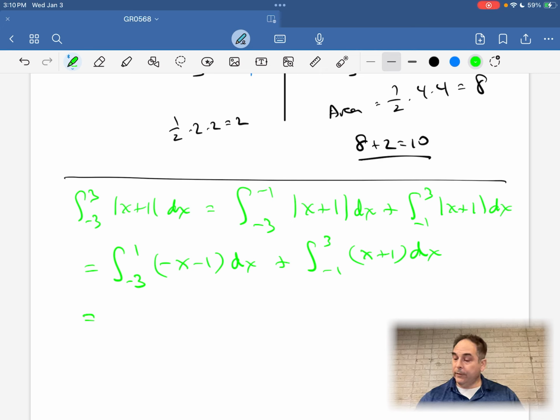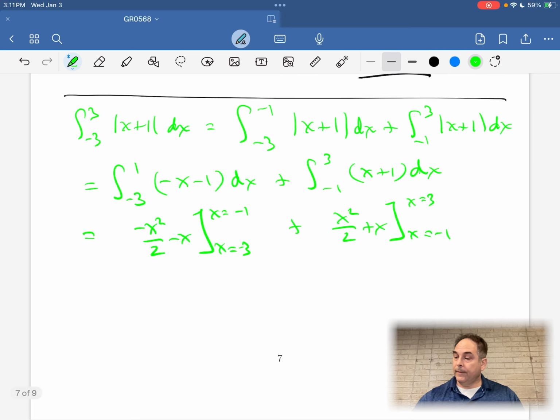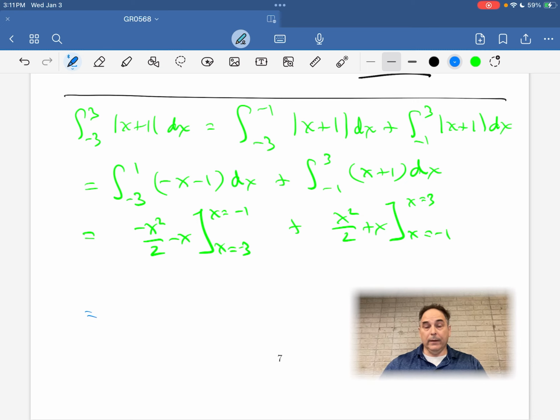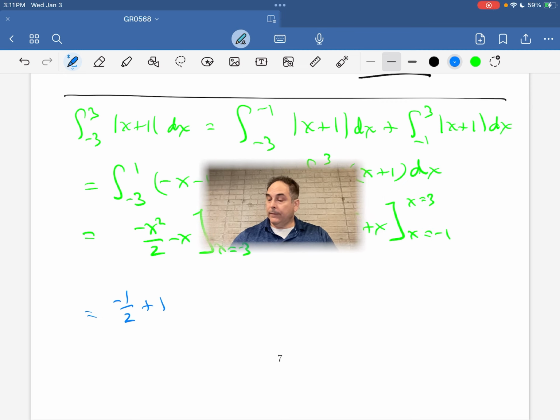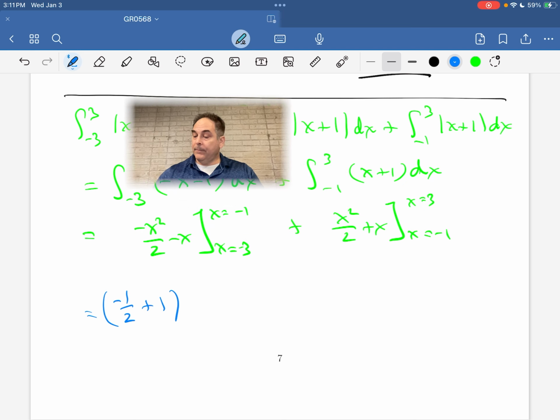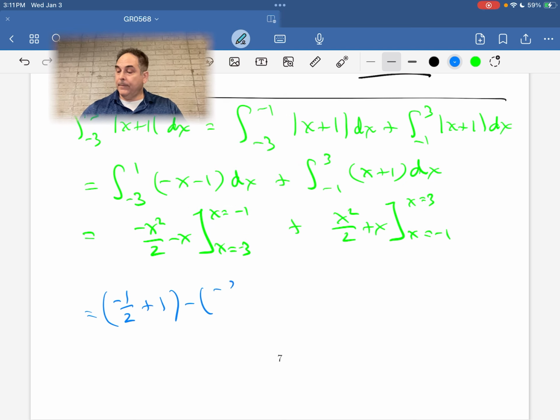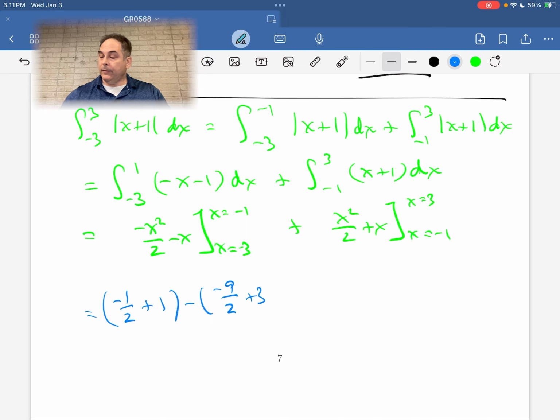If I do this integral, I get -x squared over 2 minus x, from x equals -3 to x equals -1, plus x squared over 2 plus x, from x equals -1 to x equals 3. Now we just do a plug in. When I plug in -1 for x, I get -1/2 plus 1. When I plug in -3, I get -9/2 plus 3.